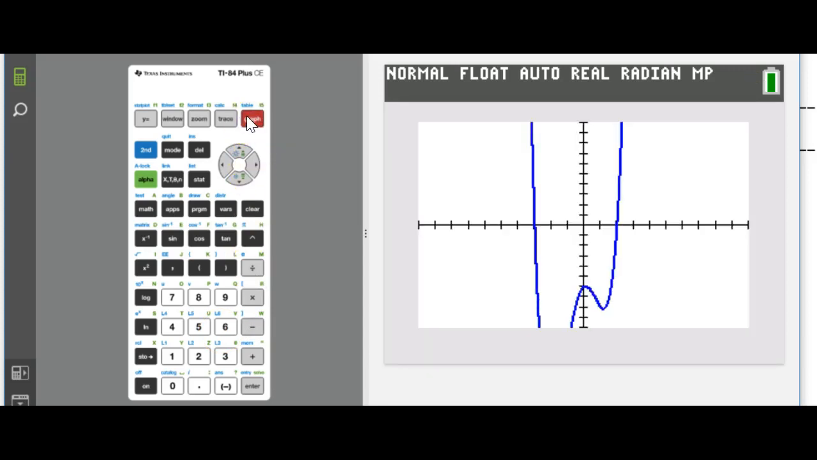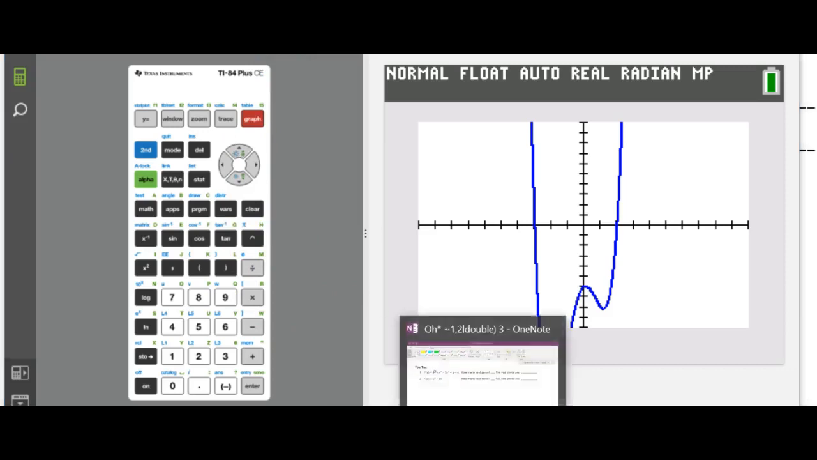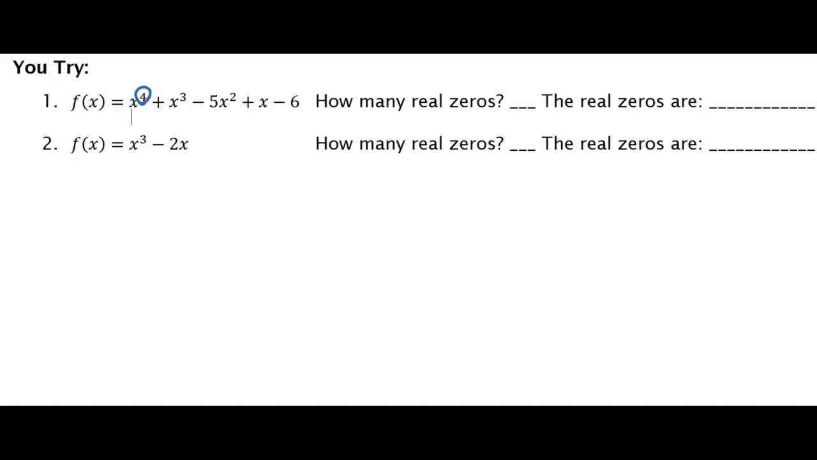I can see that this blue graph crosses through the x-axis 2 separate times. It looks like it crosses right through at -3 and +2. So my answer here, going back to OneNote, is that there are 2 real zeros because I can see it cross through the x-axis twice. And those real zeros are at -3 and +2.